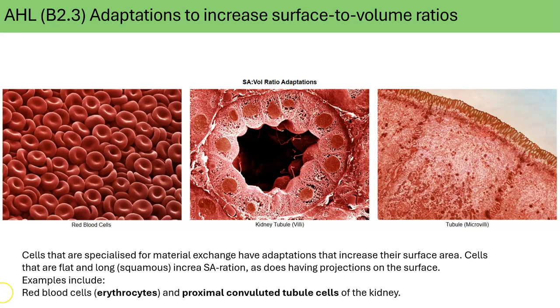So cells that are specialized for these will have adaptations to increase the surface area, and being long and flat will increase the surface area ratio. Being flat and long is called squamous, if you want to use fancy words. Having projections on the surface, parts of the cells protruding outwards, also does this. So you see here, red blood cells, those are flattened, so squamous.